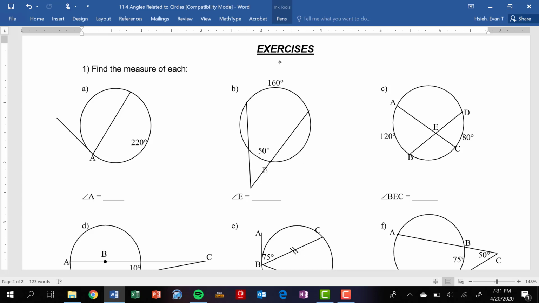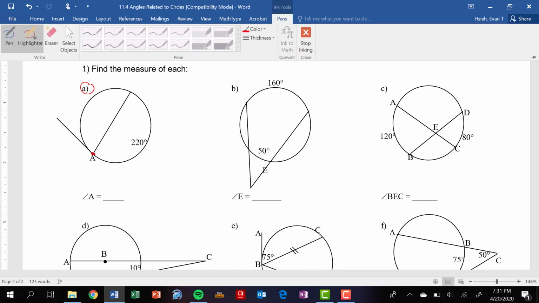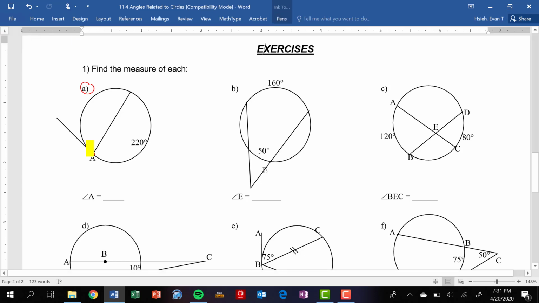Okay, so let's take a look at this. I look at this first problem here, A, and I see that the vertex is on the circle. So I know it's going to be half of the intercepted arc, and that the intercepted arc is this guy right there. So I need to find that intercepted arc. I know that this side of it is 220.